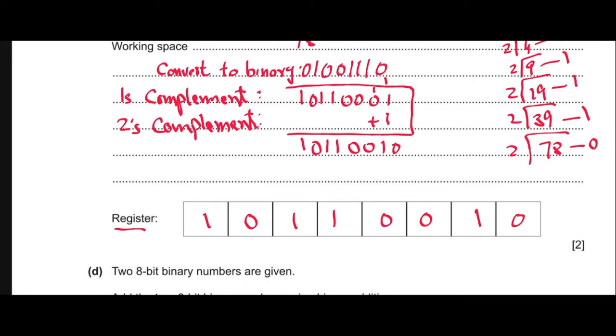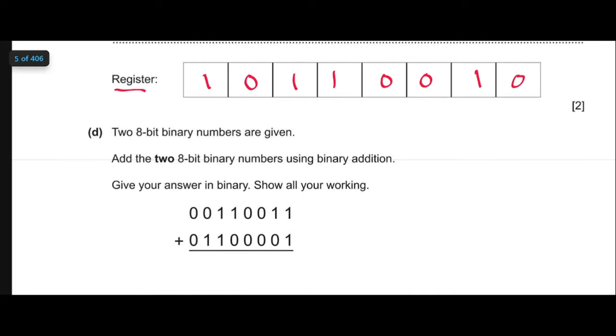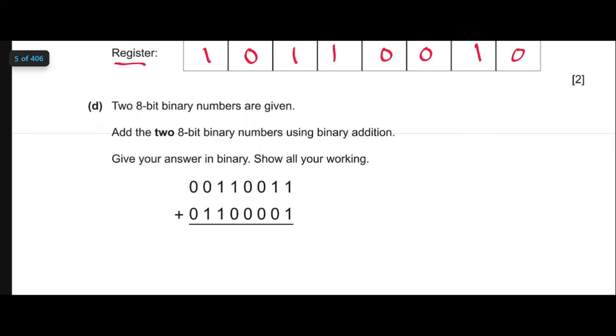Let's move to the next question, part D. 2 8-bit binary numbers are given. Add the 2 8-bit binary numbers using binary addition. Give your answer in binary and show all working. Okay. Before solving this question, let's revise the rules for adding binary numbers.